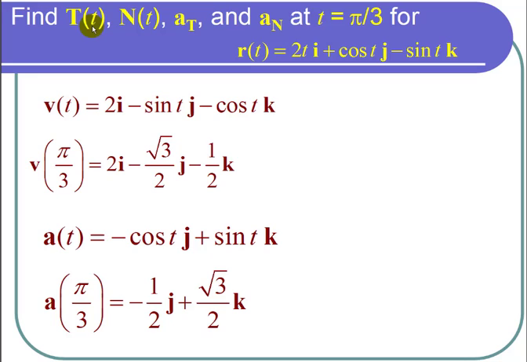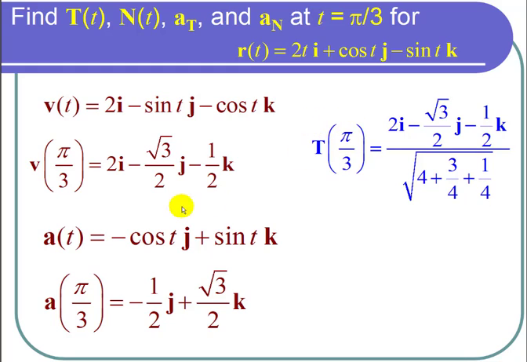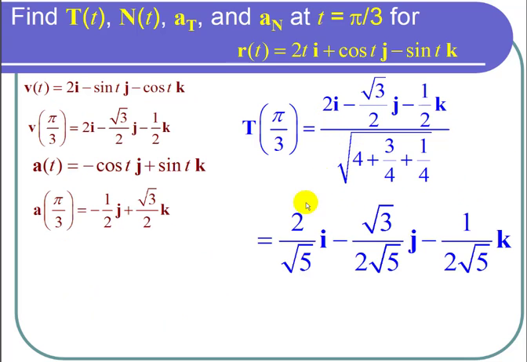First, the unit tangent vector. The unit tangent vector is defined by the velocity vector over the magnitude of the velocity vector. So I compute 2i minus root 3 over 2 j minus 1/2 k divided by its magnitude. I take 2 squared, or 4. Root 3 over 2 quantity squared is 3/4, and 1/2 squared is 1/4, and I add those up. Notice 3/4 plus 1/4 is just 1, so this just gives me root 5. So I can write the unit tangent vector as 2 over root 5 i minus root 3 over 2 root 5 j, and then minus 1 over 2 root 5 k. So there's my unit tangent vector at pi over 3.